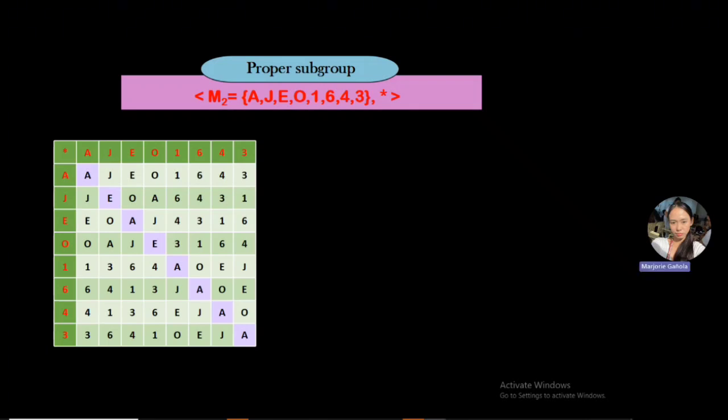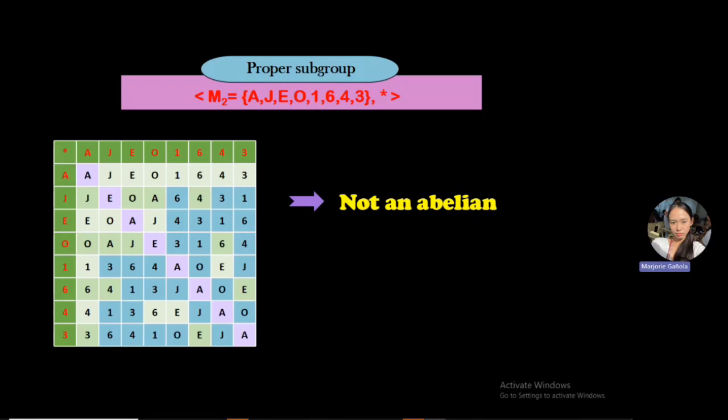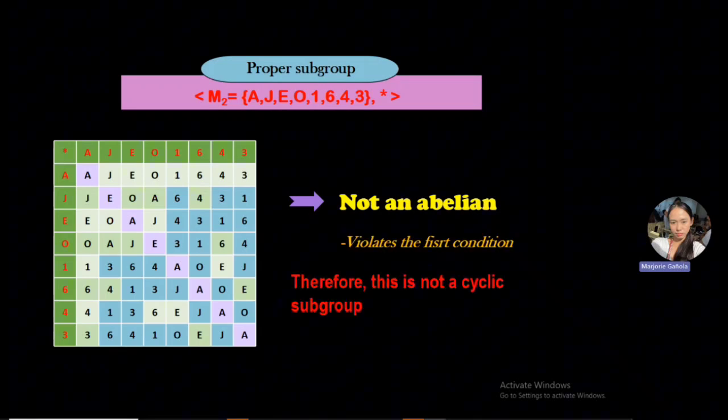Next, we have here the M sub 2 with the elements A, J, E, O, 1, 6, 4, and 3 under the binary operation star. Let us see whether it provides an abelian structure. Based on the table, it is also not symmetric, so it is not abelian. Since it violates the first condition, we can conclude that this subgroup is not a cyclic subgroup.